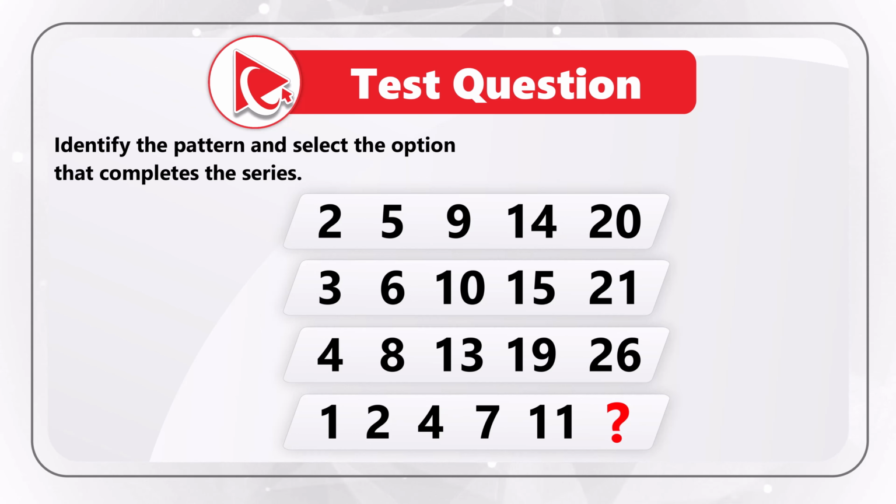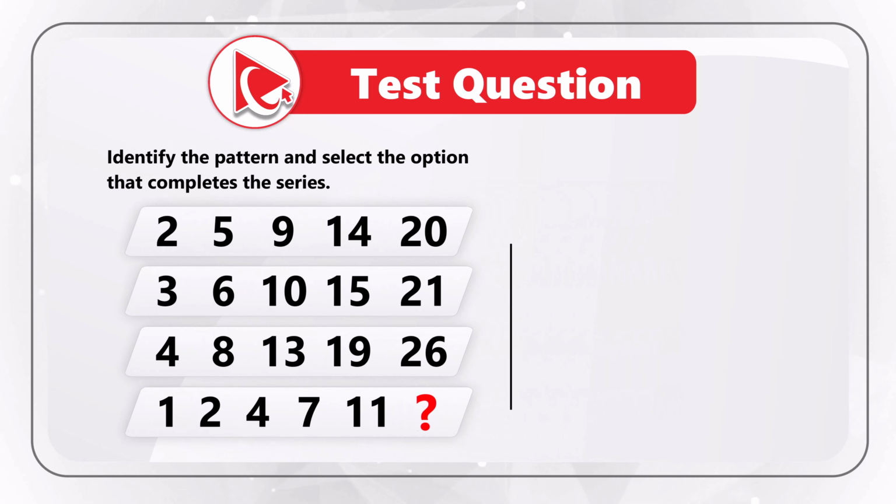The numbers are 2, 5, 9, 14, and 20 in the first row. The second row is 3, 6, 10, 15, and 21. The third row is 4, 8, 13, 19, and 26. And last but not least, the fourth row has the series of numbers 1, 2, 4, 7, 11, and then comes the missing number. You need to detect the pattern and select the missing number out of 4 possible choices.